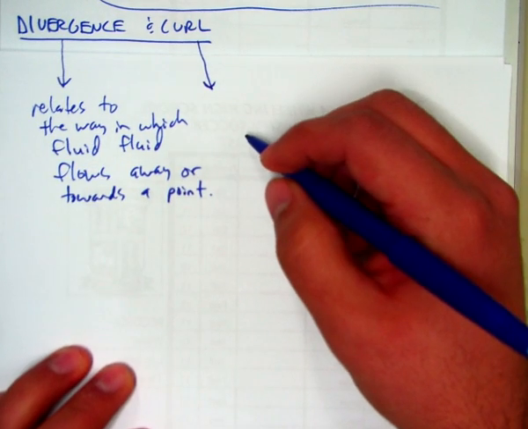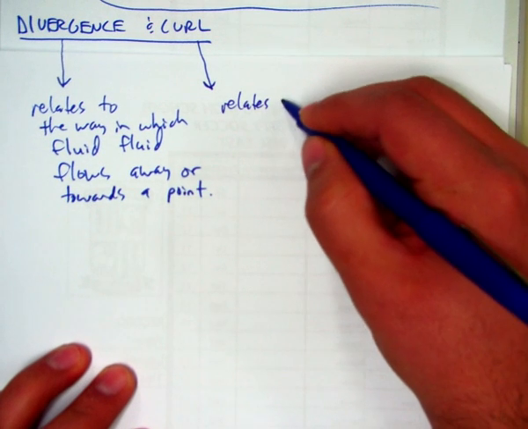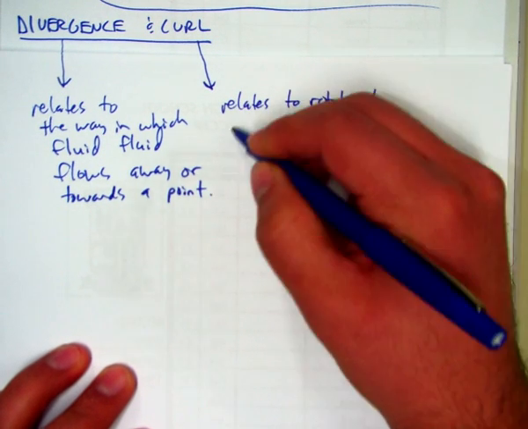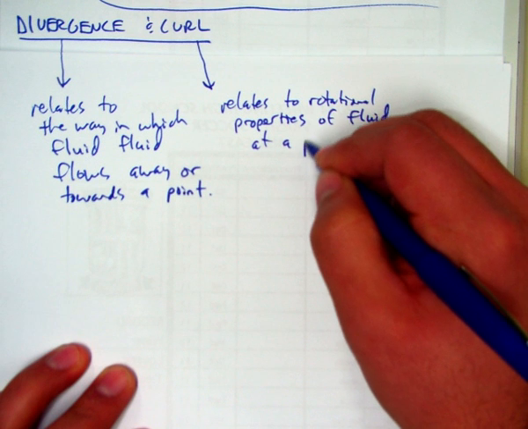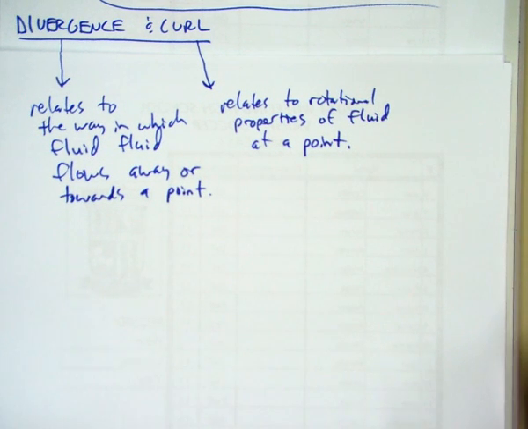Curl, it kind of sounds like it, relates to the rotational properties of fluid at a point. Okay, and again, we're going to do more with this later. Right now, you just need to know divergence and curl both deal with fluid flow. Divergence tells you or paints a picture as to whether things are flowing away or towards a point, and curl will tell you if there's any rotation going on at that point. So for instance, remember the hurricane vector field that we talked about yesterday? If you're standing out somewhere not in the eye of the storm, there's going to be some curl there because there's rotational properties in the vector field. Does that make sense?